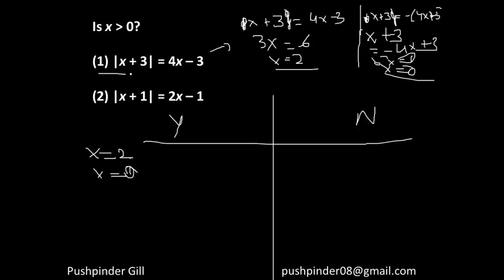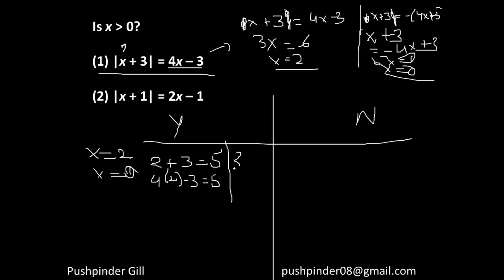However, you have to meet the fact statement first. Now let's try to put the fact statements there. If I put 2, 2 plus 3, that is equal to 5. And if I put 2 on this side as well, 4 into 2 minus 3, that is also equal to 5. Fine enough. Let's try putting 0. This is 0 plus 3, that is 3. And this is 0 minus 3, that is negative 3.